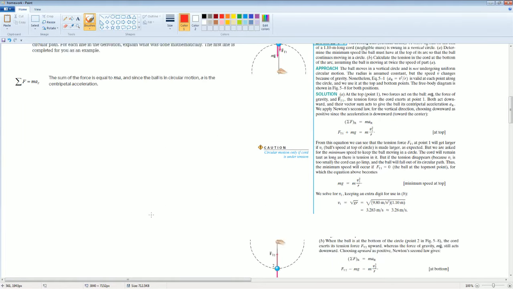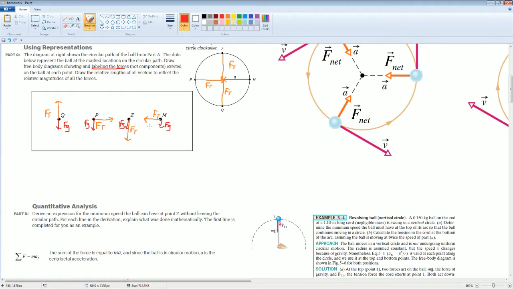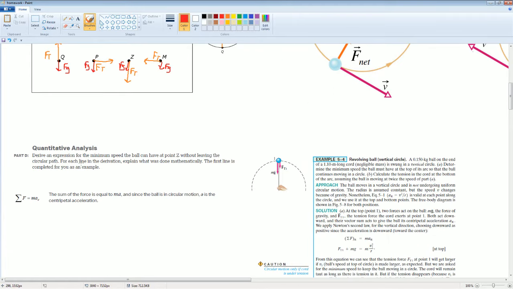Okay, part D: you're going to derive the expression for the minimum speed the ball can have at point Z, which is up here, on top, without leaving the circular path. For each line in the derivation, explain what mathematically happened. So this is what you have. In the formula sheet, you might have also seen this version of it: ac is equal to the summation of F divided by m.